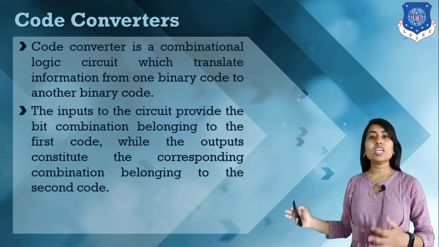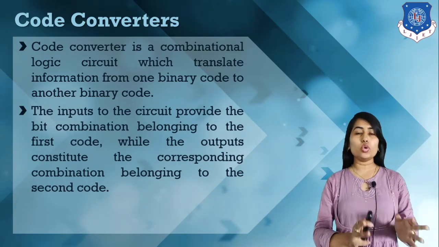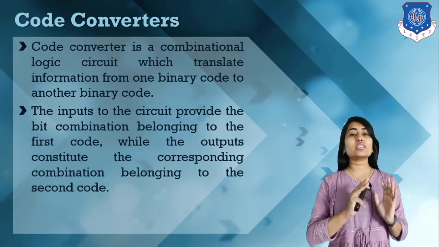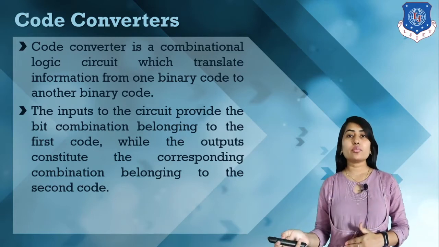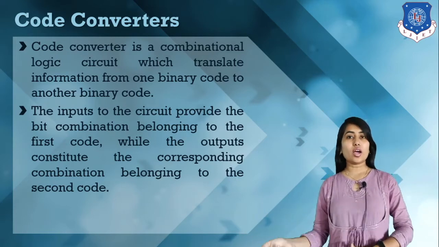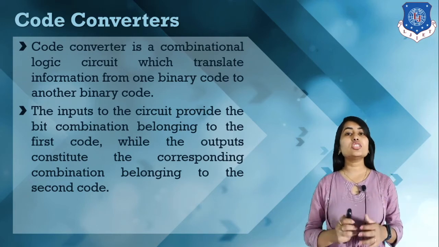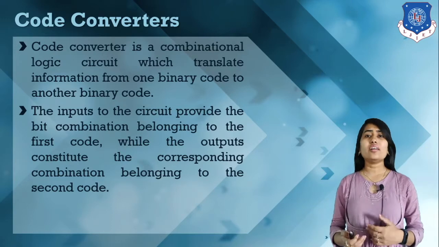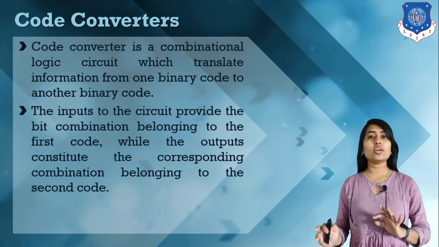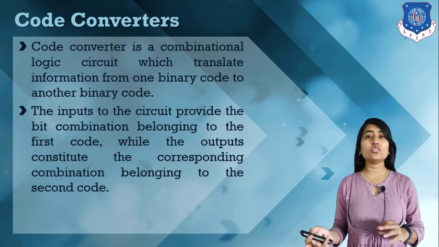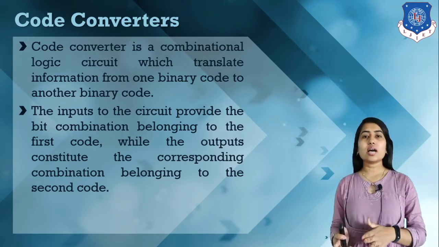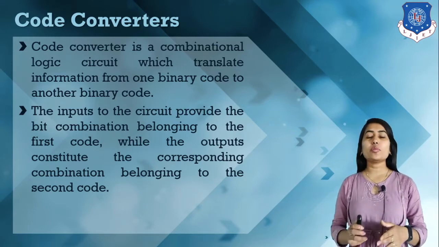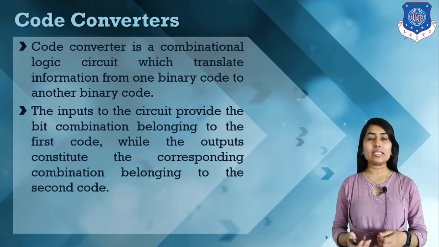So if we have one type of input code, that input code is converted into another type of code, that is our output code, by means of this code converter circuit. We have different kinds of codes, and we can design a code converter circuit with any of them. Here we have examples of code converter circuits for BCD to XS3 and for binary to gray.